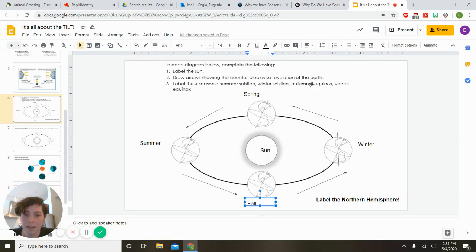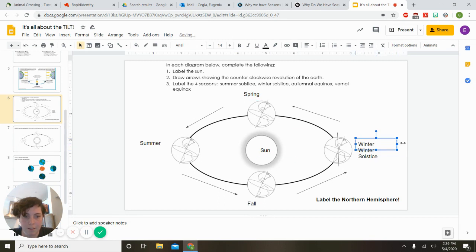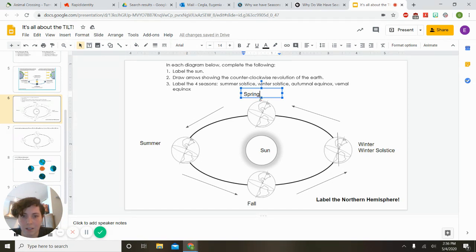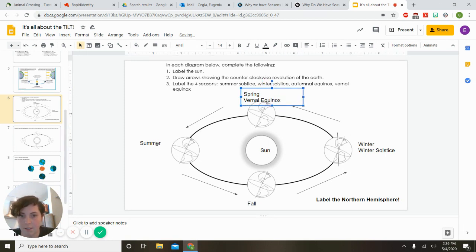And the last little bit here that you're asked to do is label if it's a solstice or an equinox and where that belongs. So I would just honestly put that right underneath here. This would be the winter solstice. Let's see if I can get that all in one go. Okay. The spring equinox is also known as the vernal equinox, the beginning of spring here. Okay, summer, we call it the summer solstice.